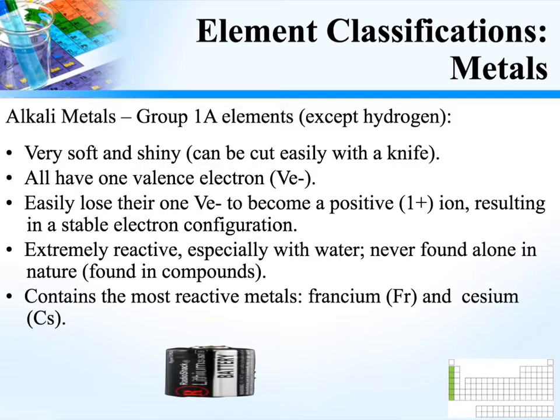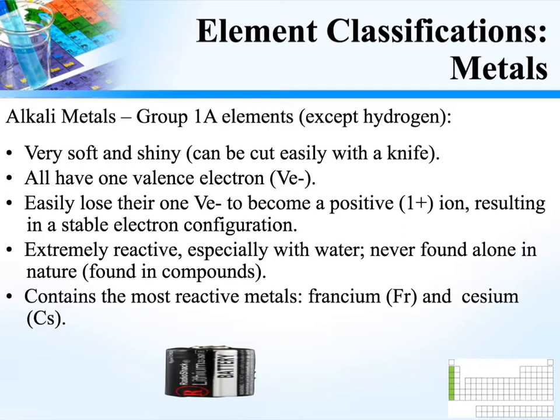There are 4 specific categories of metals that we're going to discuss today. And then there's like the other metals. So we'll start with the alkali metals. That's the group 1A elements, except for hydrogen. Hydrogen is not a metal. So the alkali metals are the ones that are in the far left of your periodic table. They're very soft and they're shiny. They're so soft that they can easily be cut with a knife.